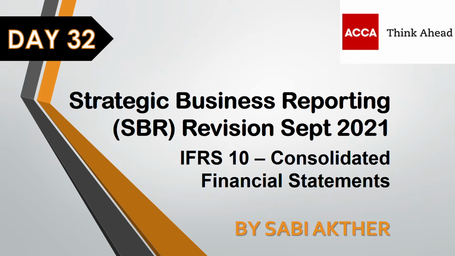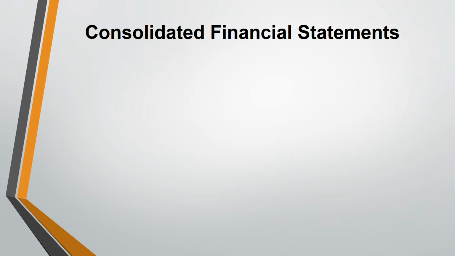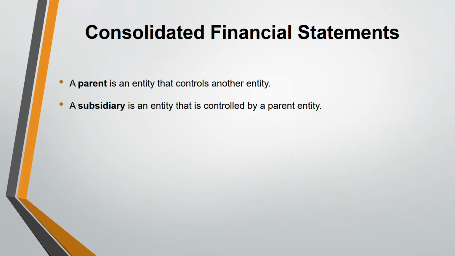So when do we consolidate? When we buy a subsidiary, right? So that's why we have to know the definition of two things. One is parent and the other one is subsidiary, because the parent consolidates the subsidiary. A parent is an entity that controls another entity, which means they have more than 50%. And a subsidiary is an entity that is controlled by the parent entity. So only for a subsidiary we consolidate financial statements. That's the reason we are learning this definition.